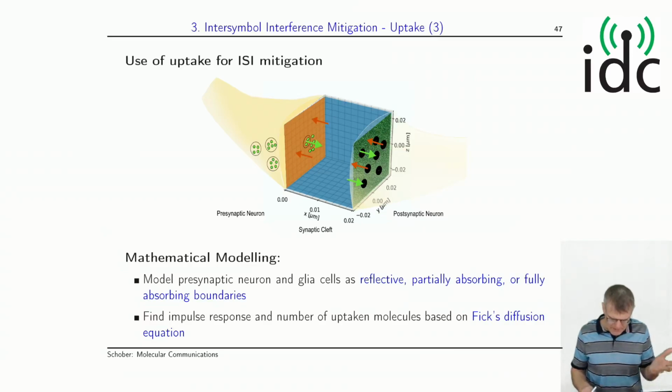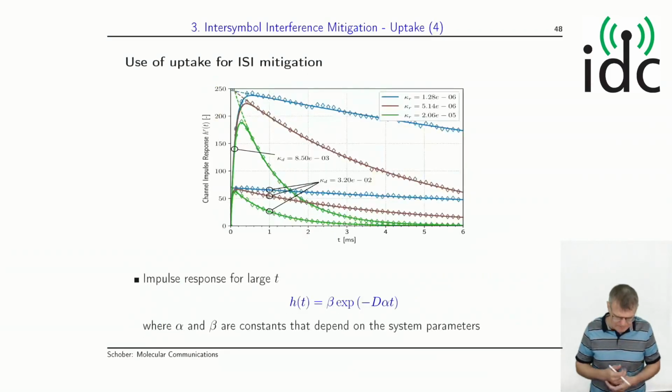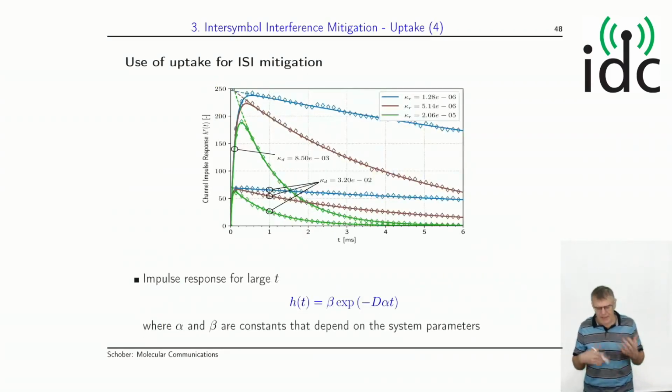And then basically the presynaptic neuron and the glia cells are modeled as partially absorbing or reflective boundaries, right? With these ingredients, you can formulate a fixed diffusion equation and try to solve it, which we did. The actual equation that you get for the impulse response is a little bit involved, right? So not surprisingly, there's an infinite sum. But for large enough t, the impulse response becomes quite simple.